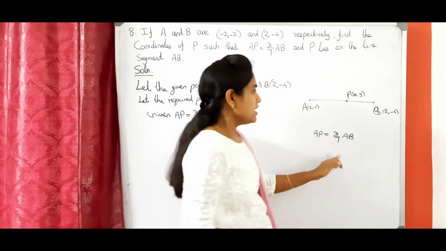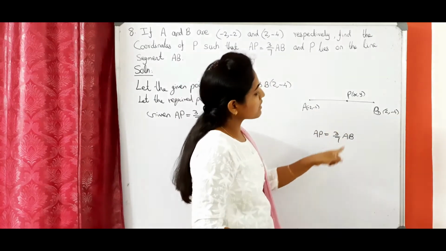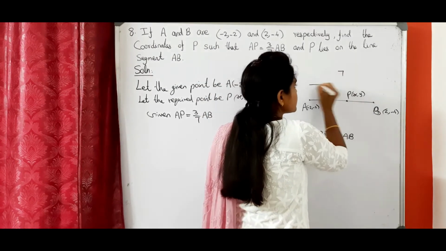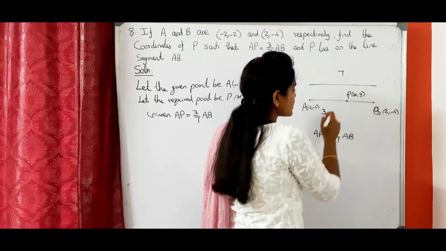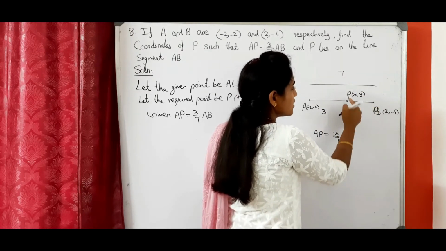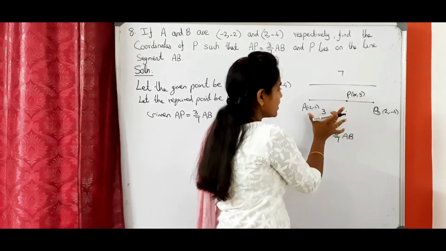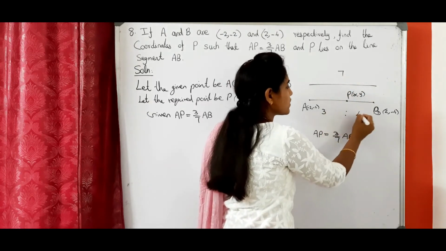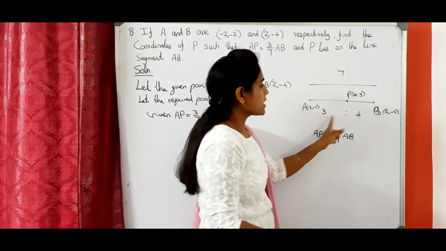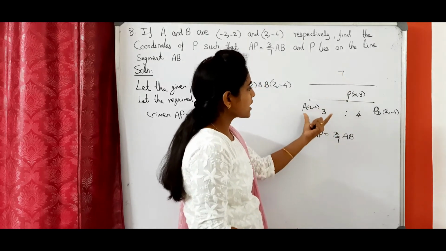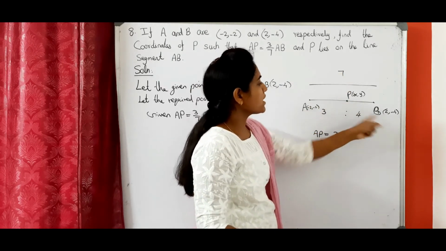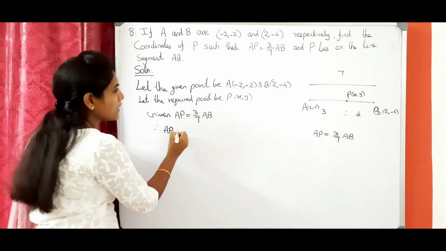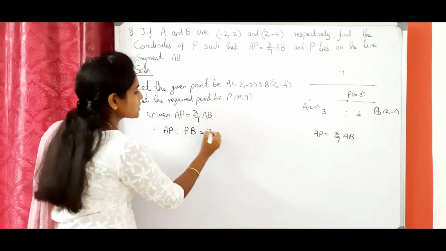How can we find the ratio? AP is 3/7 of AB. That means the full distance AB is 7, and AP is 3. The remaining part is PB, which is 7 minus 3 equal to 4. If you add them, 3 plus 4 equals 7. Therefore, the ratio AP to PB equals 3 to 4.